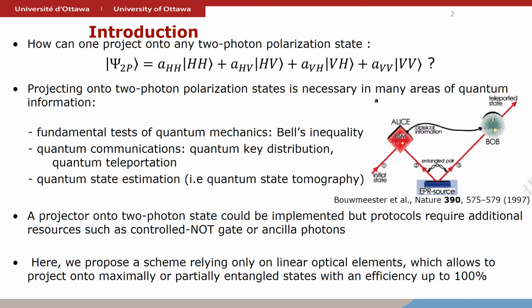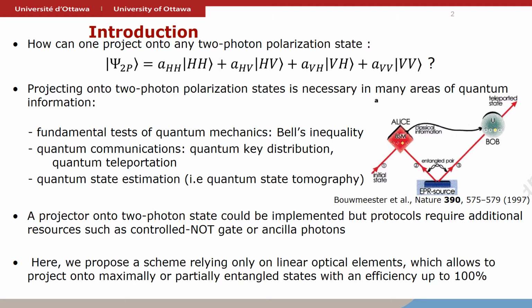onto those states. In fact, in many areas of quantum information, it is important to be able to project onto specific two-photon projection states. For example, if you want to perform fundamental tests of quantum mechanics, such as the non-locality of quantum mechanics, you need to be able to project onto the Bell states, which are entangled two-photon projection states, and then test the value of the Bell inequality.